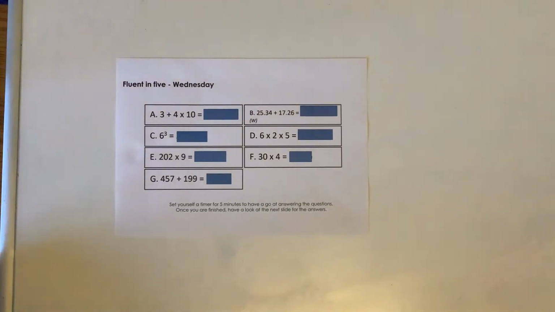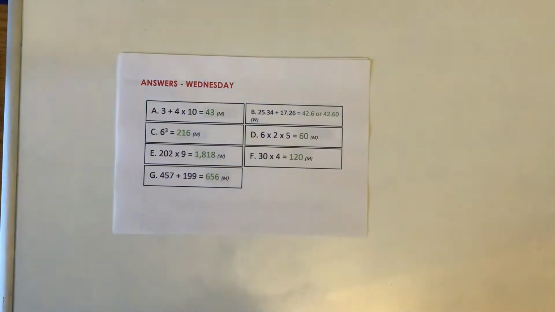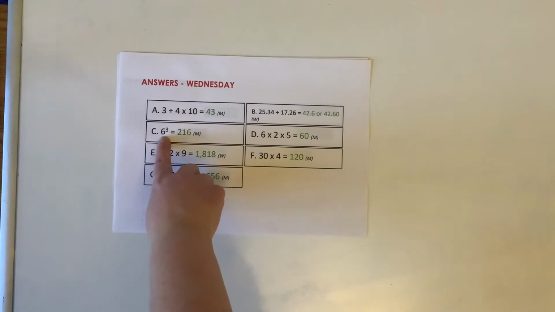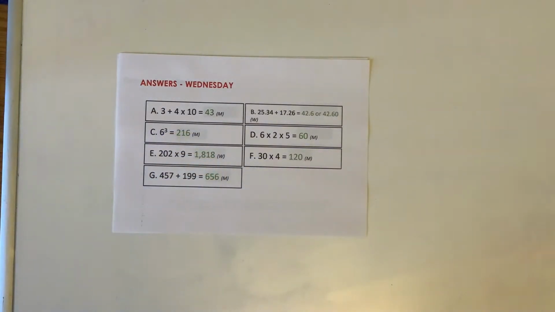Right, time for the answers for fluent in 5 for today. Here we go. I think they should have all been okay. It may have just been C again, remembering the cubed. Remembering that if a number is like 6 cubed, I times the 6 by itself 3 times. So 6 times 6 is 36, and then 36 times 6 is 216.